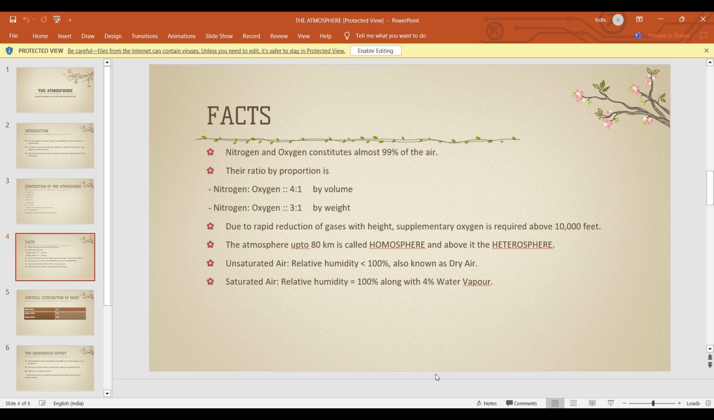Now, as we move to higher altitudes, the air gets rarefied, due to which there is rapid reduction of gases with height. So, as a result, we require supplementary oxygen above 10,000 feet. The atmosphere up to 80 kilometers is called the homosphere, and above it is the heterosphere.